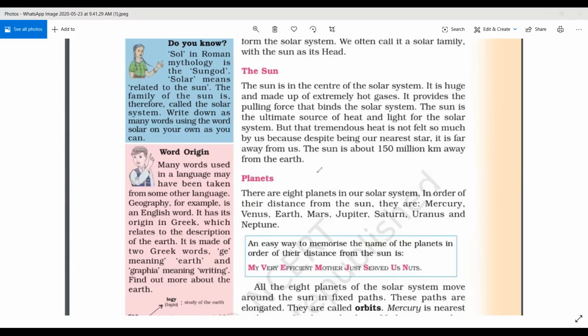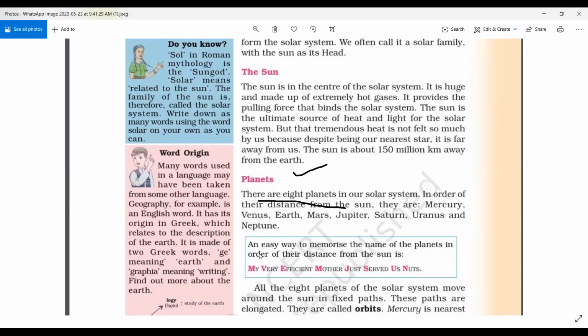Okay, planets. There are 8 planets. In order from distance, we know this: Mercury, Venus, Earth, Mars, Jupiter, Saturn, Uranus, and Neptune.